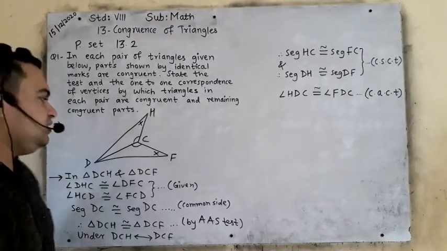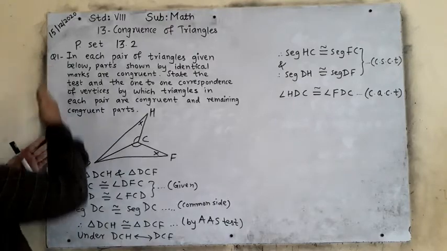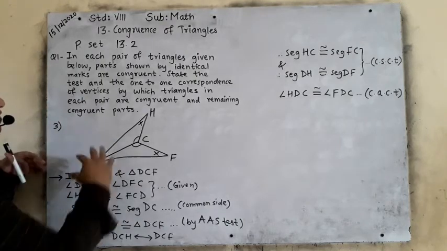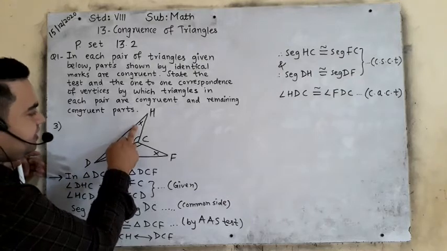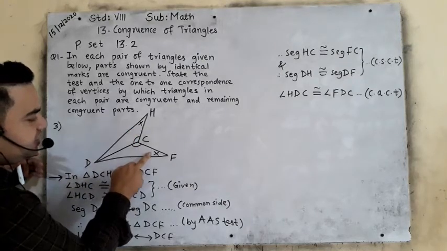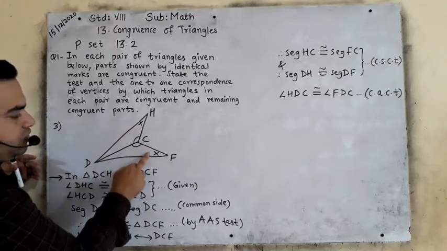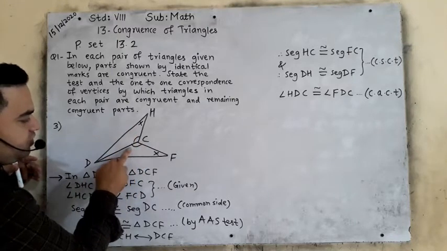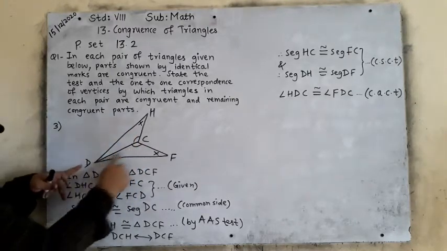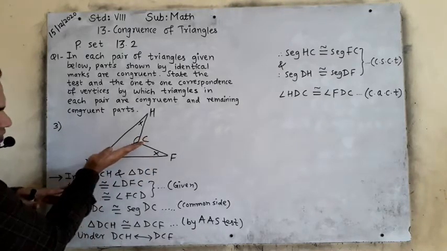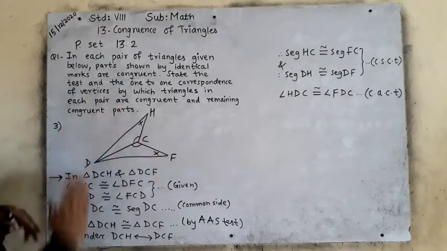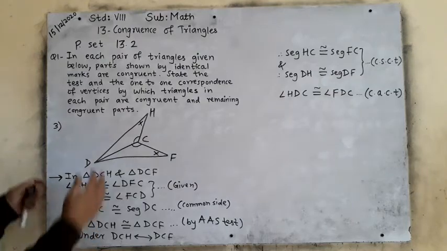Similarly, we will see question number 3 of that question number 1 only. We will observe the figure. Identical marks are given. See, this is angle, this is angle, this C and this C. This angle is congruent to this, and this angle is congruent to this. And can you see DC or CD is common in this triangle and in that triangle also? Yes. So we have to write this thing only.